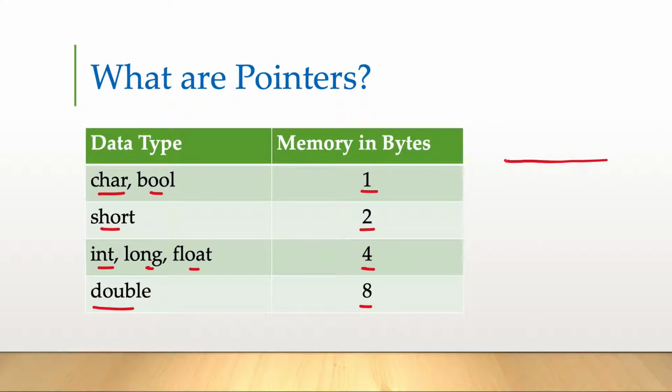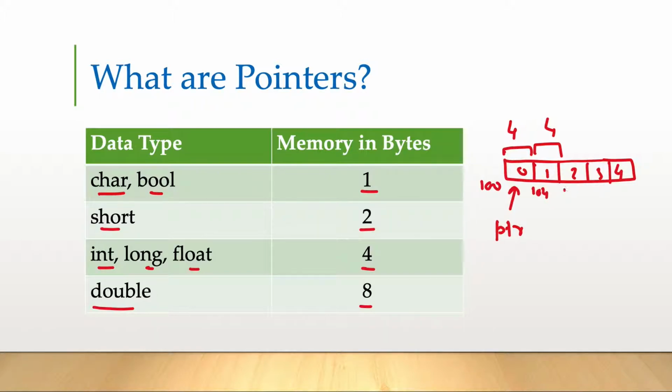So suppose we have an integer array and it has elements, and we have a pointer to the first element. Each of these elements occupies 4 bytes in memory. So if the starting address is, let's say, 100, then the next element will be stored at address 104 and the third will be stored at 108 and so on.